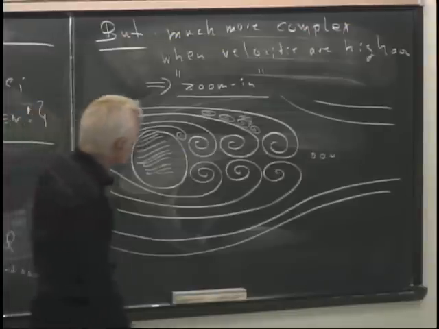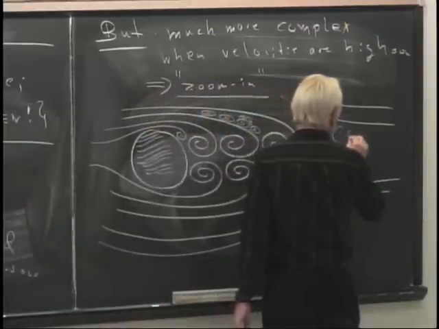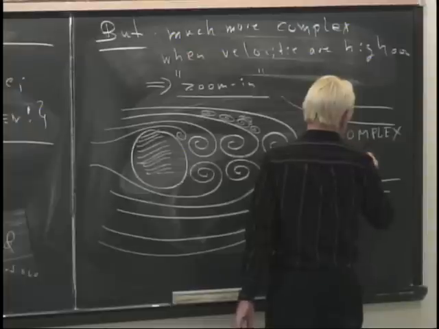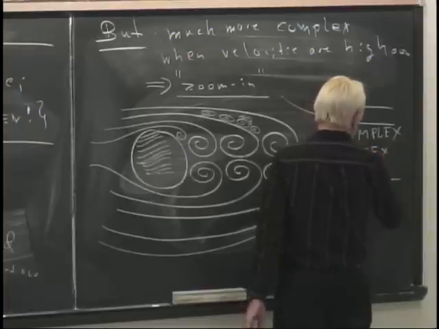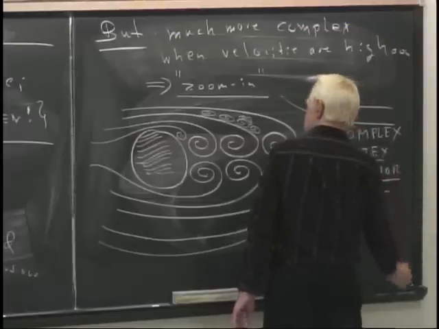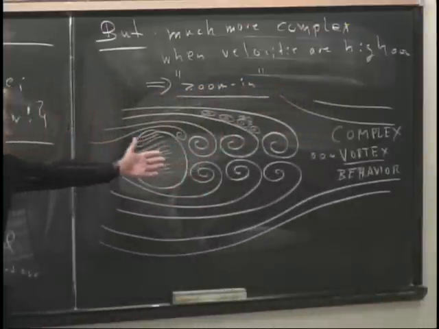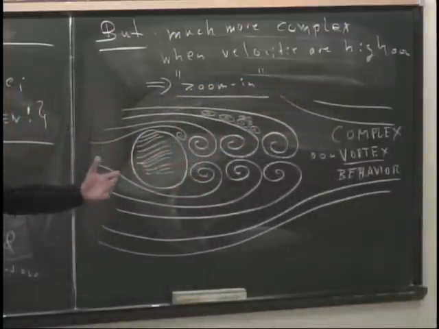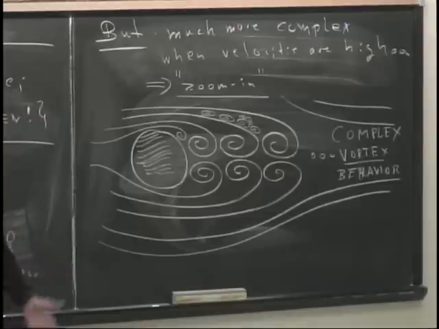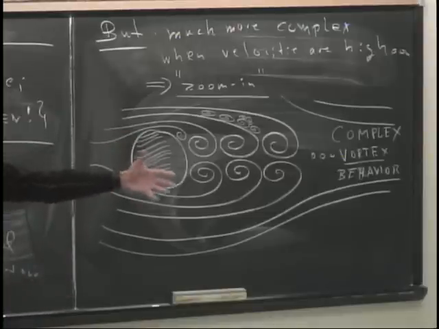So, complex vortex behavior. What might these vortices be in the case of a three-dimensional flow? What are they in the real world? In the 3D world, the world is really 3D. What are these things? The spinning stuff. What is this dangerous spinning stuff?